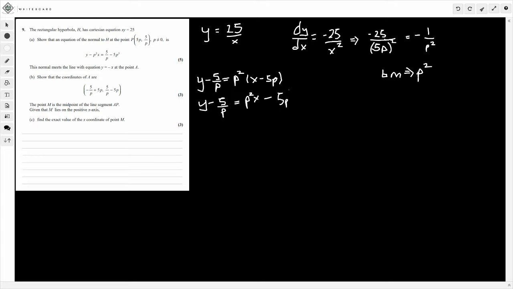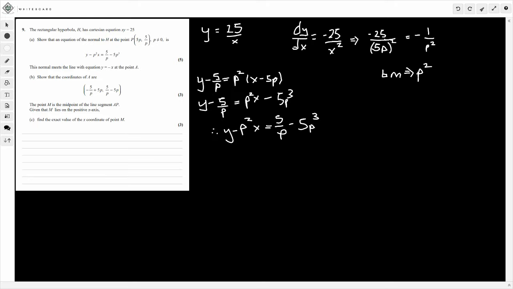And as you can see here, we're pretty much there now. We just need to take this p squared x across to this side, and we're going to add 5 over p to this side. So therefore, y minus p squared x is going to be equal to 5 over p, we're taking that across, 5 over p minus 5p cubed. And there we go, that's part A done. So that's the first 5 marks for this question.